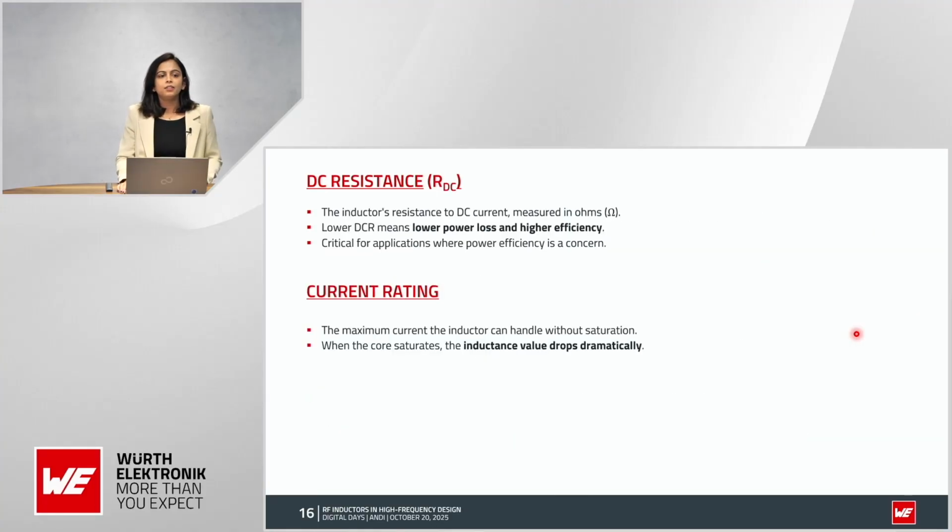The other factors are DC resistance and current rating. DC resistance is straightforward. It's the inherent resistance of the wire used to build the inductor. A lower DCR means less energy is wasted. That means lower power loss, higher efficiency. We can simply translate it like a longer battery life for our mobile phone if we have higher efficiency.